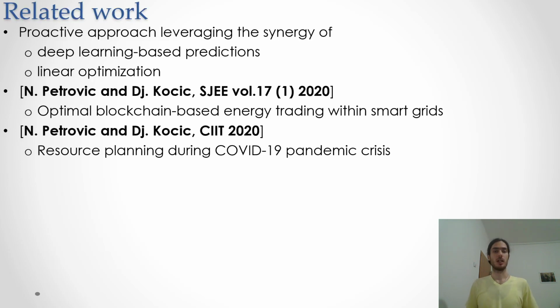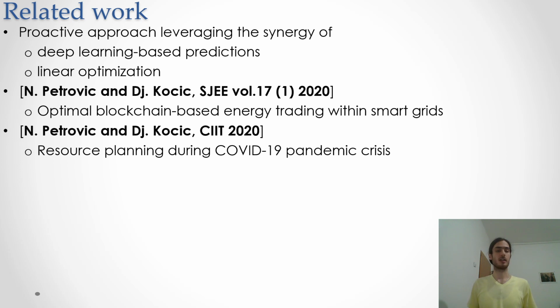Related work. The work presented in this paper relies on my past work that is actually a proactive approach that combines the synergy of deep learning-based predictions and linear optimization. So the first work that presented this approach was optimal blockchain-based energy trading within smart grids. I used deep learning-based predictions of energy consumption within the household and linear optimization for energy trading between the households.